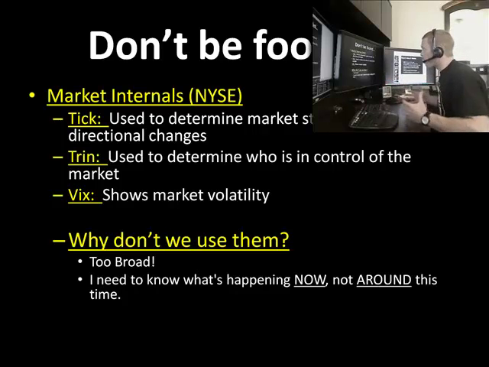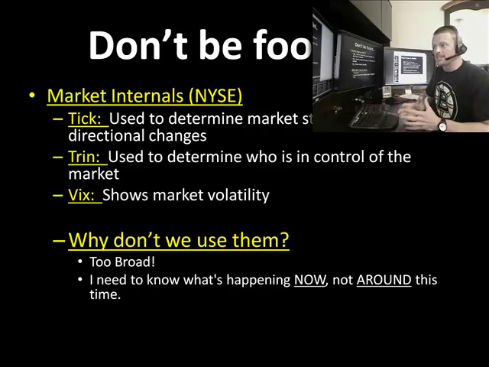Now, the reason why it's too broad is because you're going to get market internals off the New York Stock Exchange, actually off the Oprah data feed. So if you guys are using your charts, look for the Oprah data, and that will get you your tick, your trend, and the VIX. The tick, of course, is used to determine market strength. The trend determines who's in control of the market, and the VIX shows market volatility.